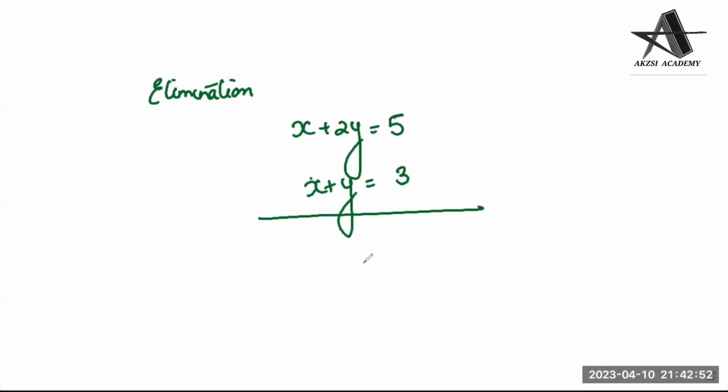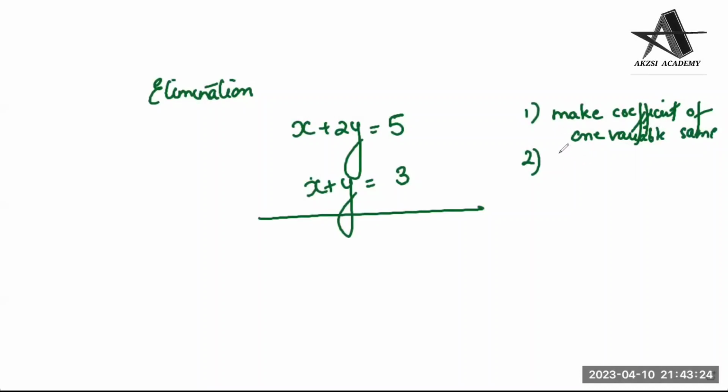We have to make the coefficient of one of the variables the same. Coefficient means the number written with the variable. Here we don't need to do it because the variable x automatically has the same coefficient. Next, you have to remember two things. First, make the coefficient of one variable the same. And second, then eliminate that variable, the same variable for which we have made the coefficient the same. Eliminate that variable either by adding or subtracting.